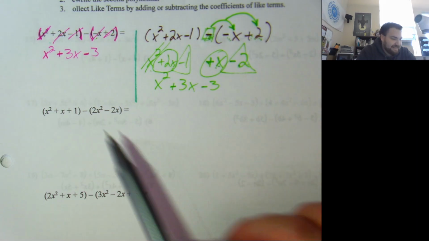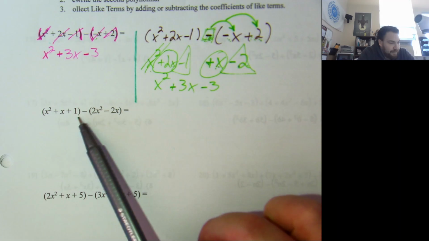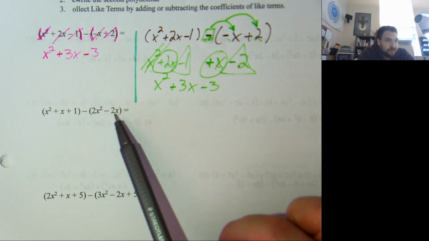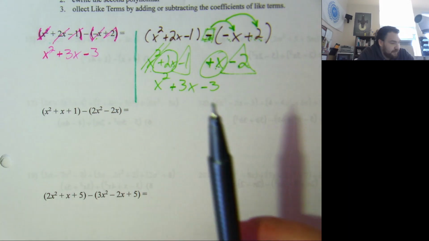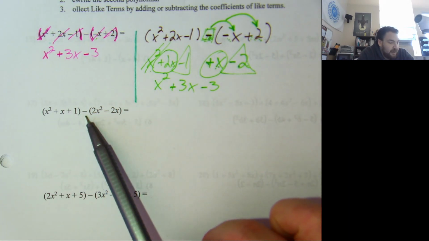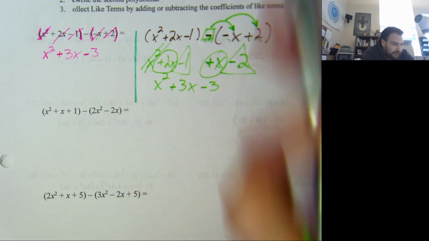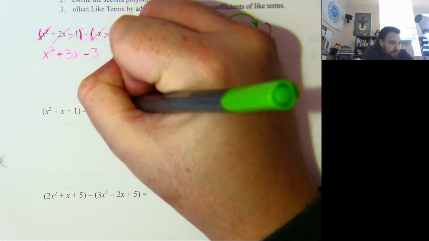This guy here, I've got x squared plus 2x plus 1 minus 2x squared minus 2x. What I'm going to do is I'm going to bring in that minus sign and change each of these terms accordingly. It's going to get brought into here, and it's going to get brought into here.